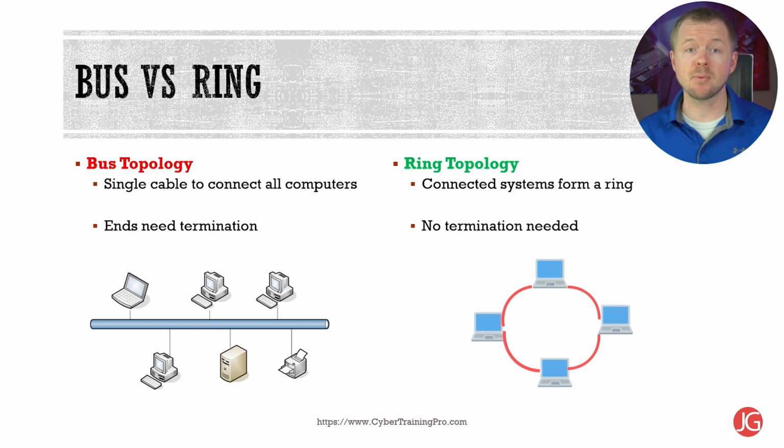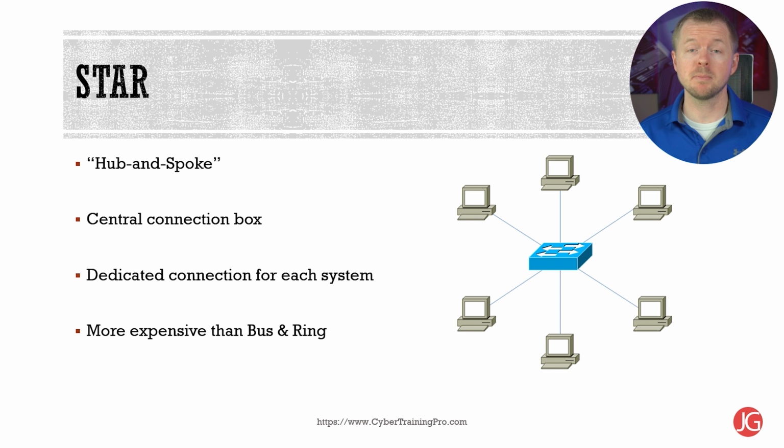Now, both of these types of networks worked, but one of the biggest issues was that if anywhere on the cable stopped working, the entire network went down. Star topologies, which we also called hub and spoke, used a central connection box for all the computers to connect to. Now, a big difference here is that every computer had a dedicated connection into that central box, so that meant the links were fault tolerant, and if one went down, it didn't take down the entire network. Now, one of the big reasons why star networks weren't that successful was because they weren't inexpensive to transition to from either a bus or a ring topology.